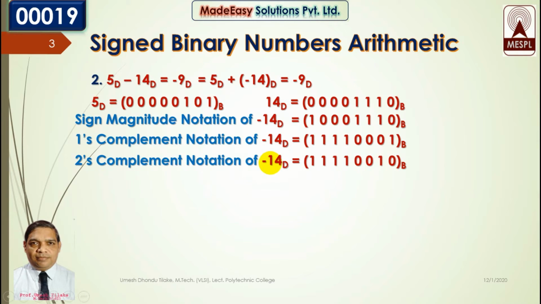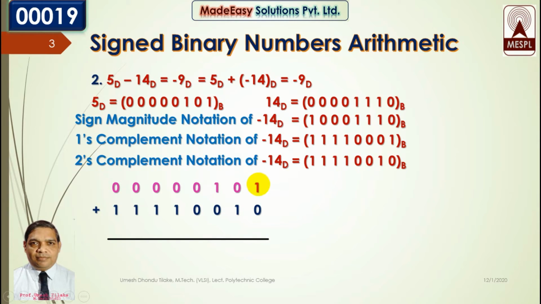Now add this minus 14 to plus 5. First we will write 5 in binary, that is 0 0 0 0 0 1 0 1, and then we will add minus 14 represented in 2's complement notation, and it is 1 1 1 1 0 0 1 0. Now let's add it. Start the operation from the LSB. So 1 plus 0 is 1, 0 plus 1 is 1, 1 plus 0 is 1, 0 plus 0 is 0, 0 plus 1 is 1, 0 plus 1 is 1, 0 plus 1 is 1, and 0 plus 1 is 1. So our carry in this case will be 0.